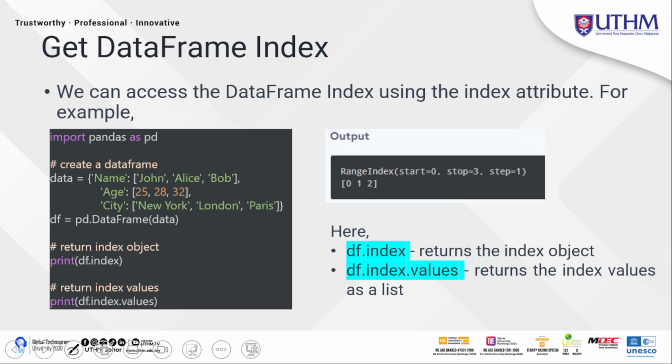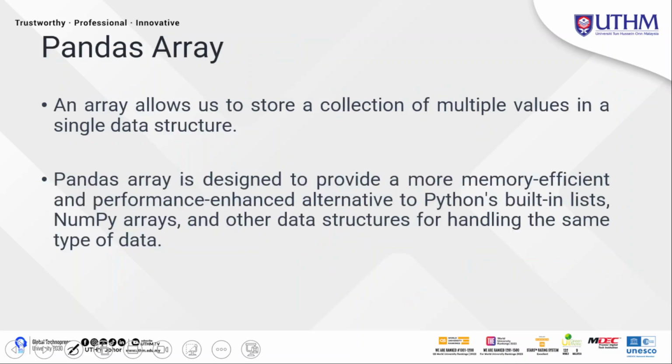Next, get data frame index. We can access the data frame index using the index attribute. For example, import pandas, create the data frame, done, and return index. If you want to return the index, df.index creates the first output. Can you see? If you want to return the values of the index, df.index.values. So it shows you the second output. So df.index returns the index object. df.index.values returns the index values as an array. So this is the difference between the first one and the second one. Hope you guys can get it.